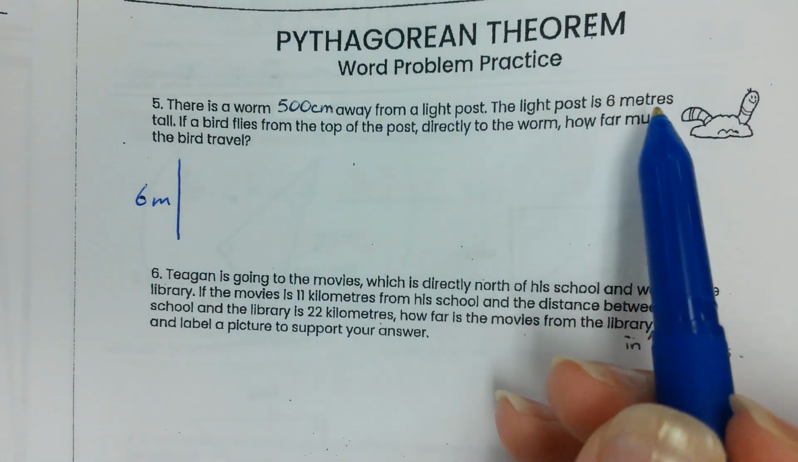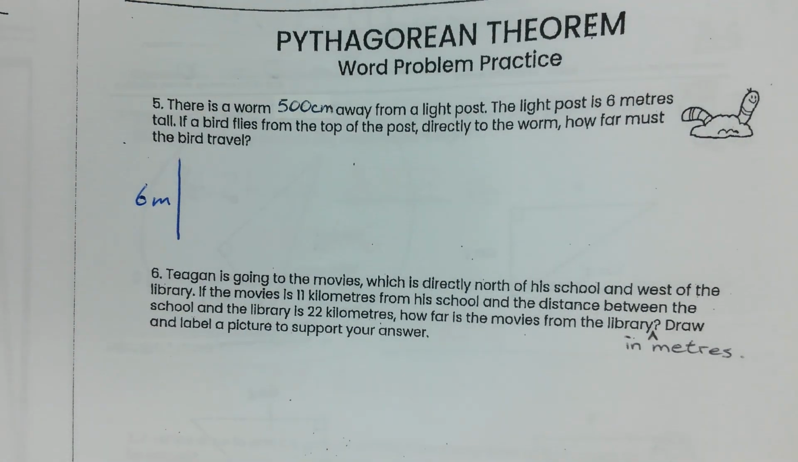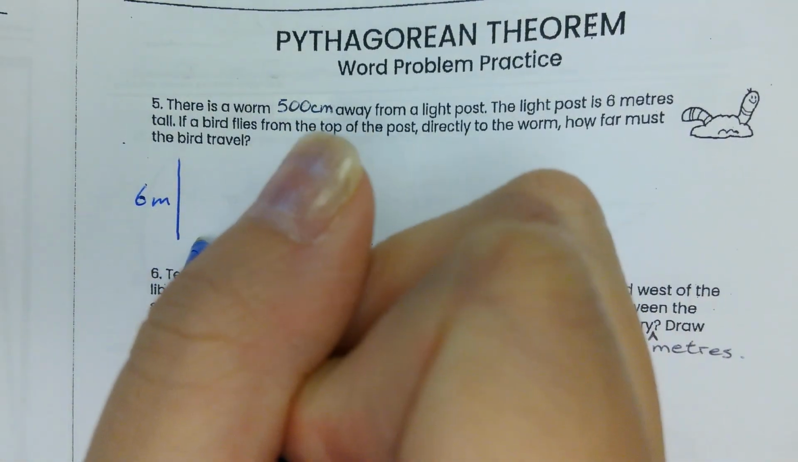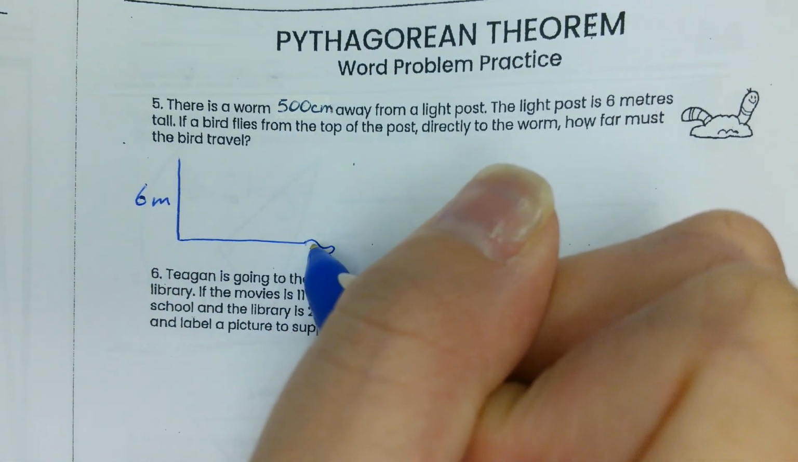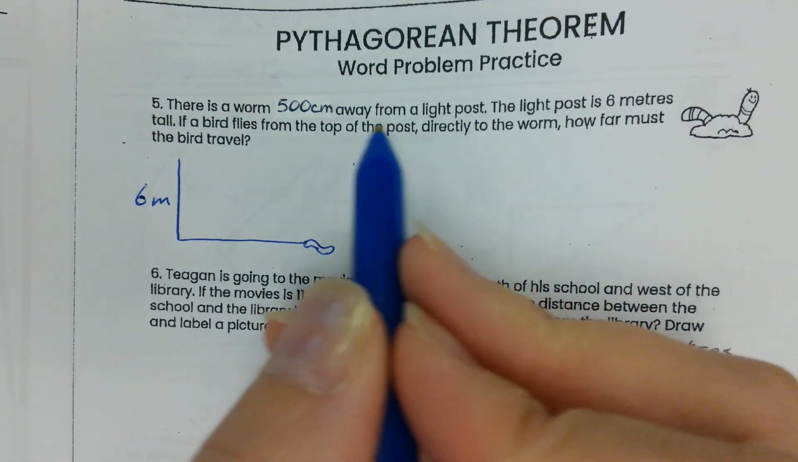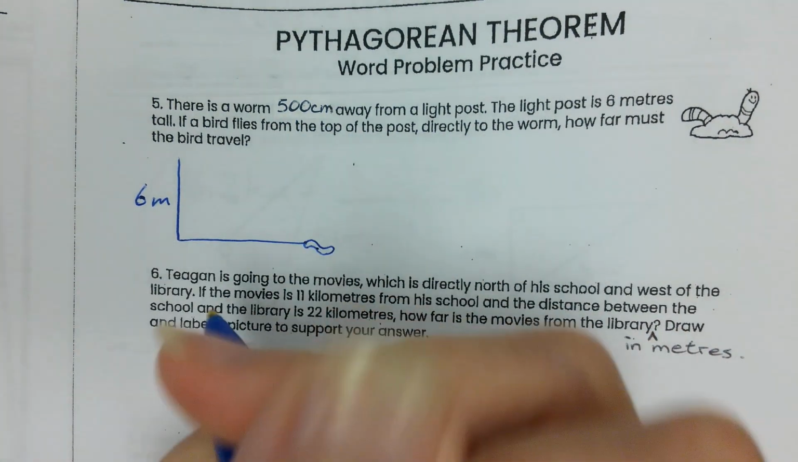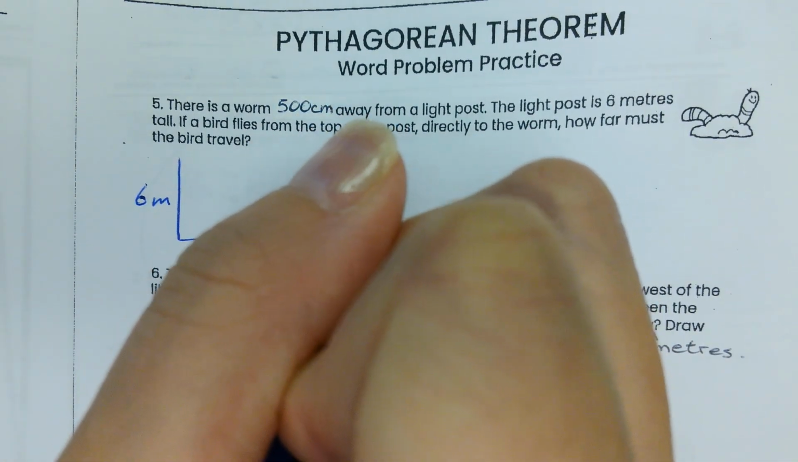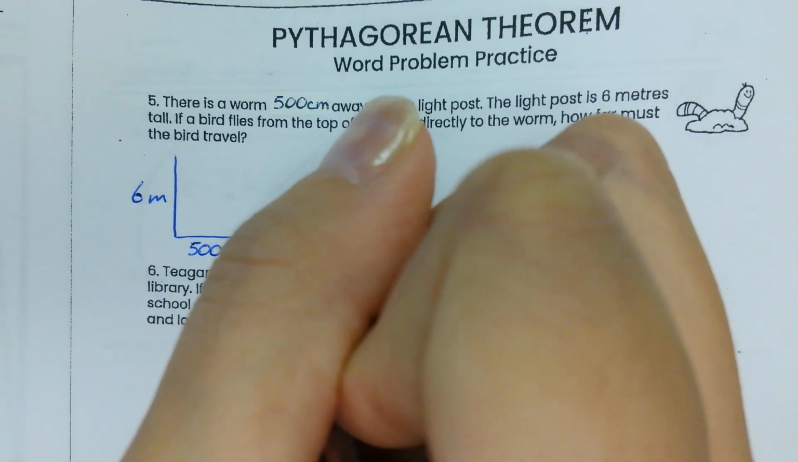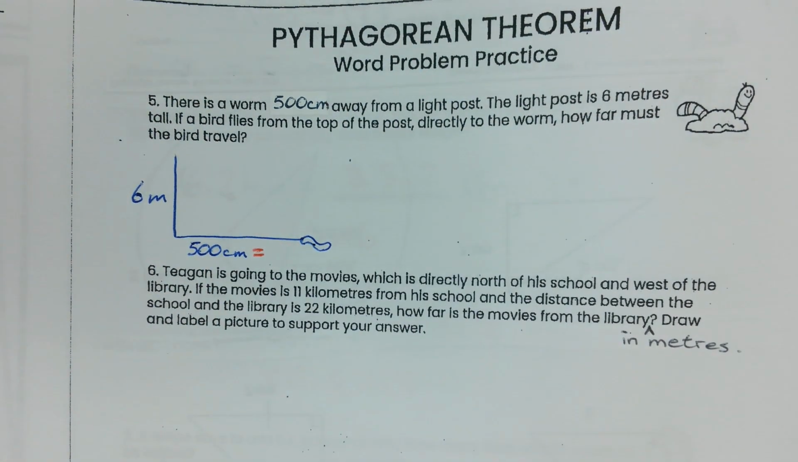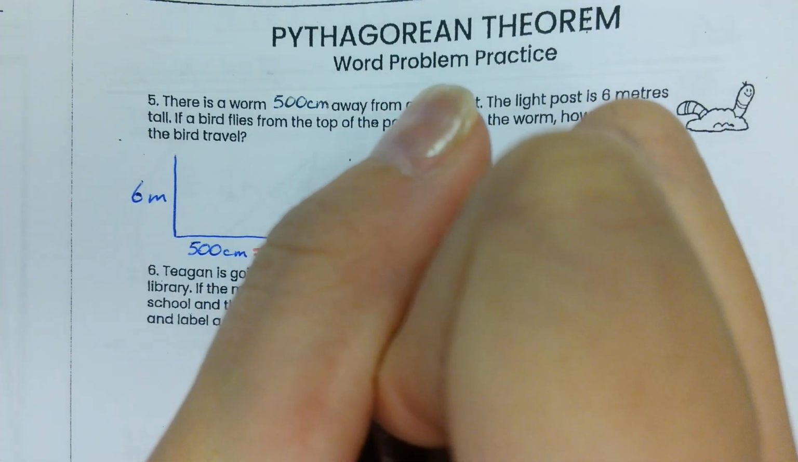The fact that it says it's a light post, you know it's vertical. And the worm is 500 centimeters away. But what is wrong with this diagram? The measurements are different. So remember on Friday we did conversions. 500 centimeters is how many meters? 5 meters. That's right.